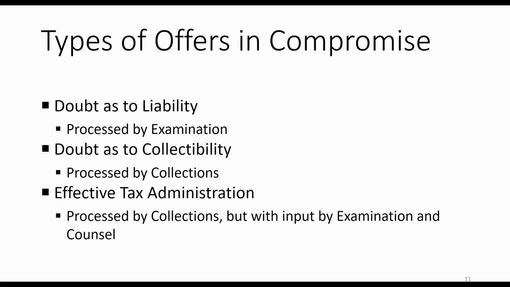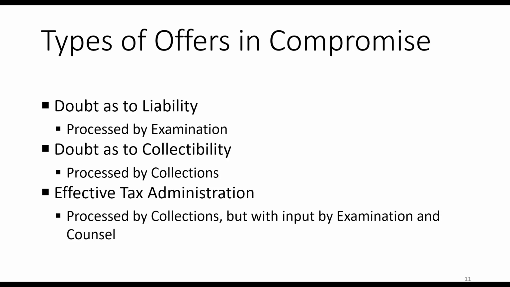Yeah. So, okay, moving on. Types of offers in compromise. So we've got three. Doubt as to liability, which is processed by the Examination Division. Doubt as to collectability, which is processed by the Collections Division. And then you have effective tax administration, where you get to play with both of them. So they are processed by the Collections Division, but Examination and IRS counsel basically get to be involved.